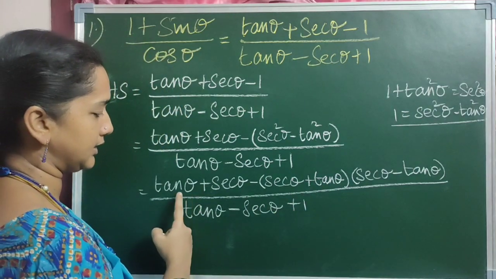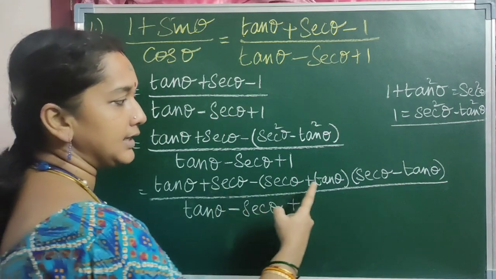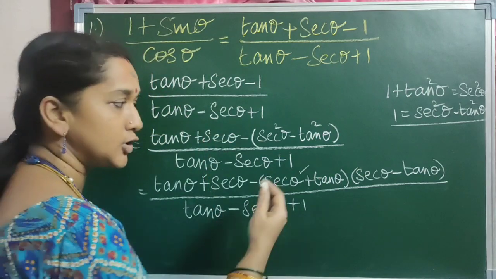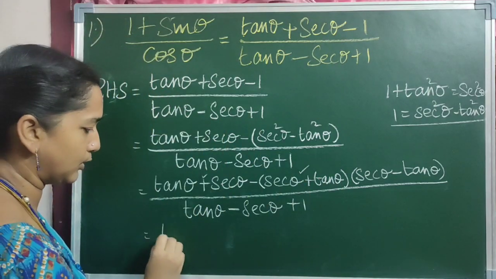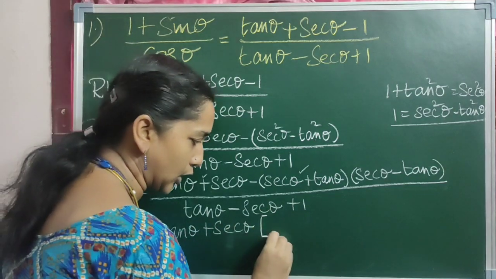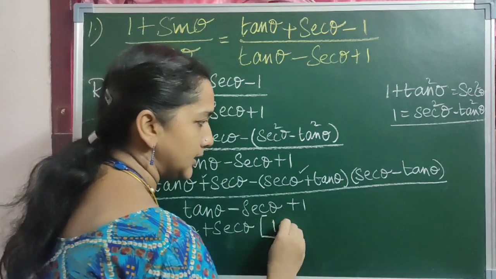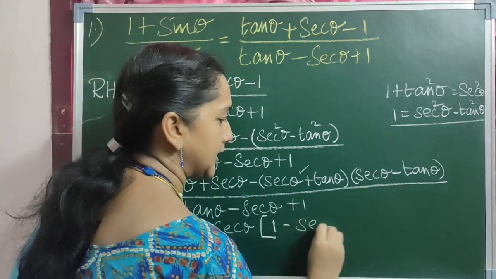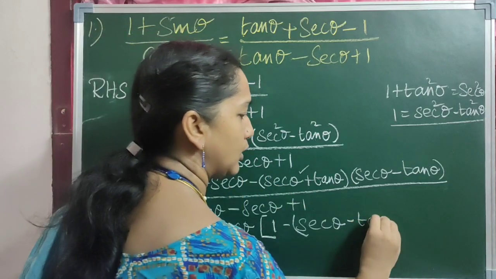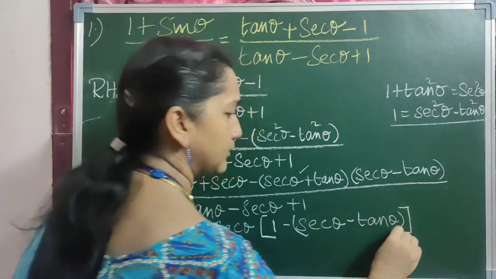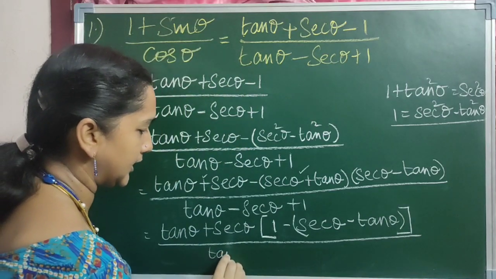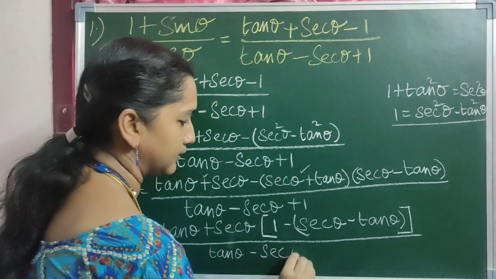Okay, so here tan theta plus secant theta and tan theta plus secant theta we have common. So I am taking that out. So tan theta plus secant theta, if I take it out, the balance we have is 1 minus (secant theta minus tan theta). Plus only I am taking out, so minus will be outside. Denominator as it is, by tan theta minus secant theta plus 1.